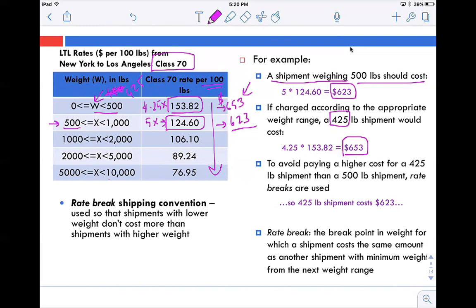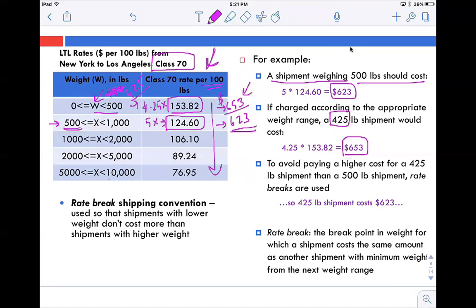One more time, if I'm sending 425 pounds of goods from New York to Los Angeles, according to this table's calculation, I'm paying $653. Well, if I send 500 pounds and I'm paying $623, why am I paying more since I'm sending a lighter shipment? That becomes the question, the motivation, and there have to be some adjustments made on this table. Usually they give you this table when they quote you, and some companies give you the rate breaks as well.